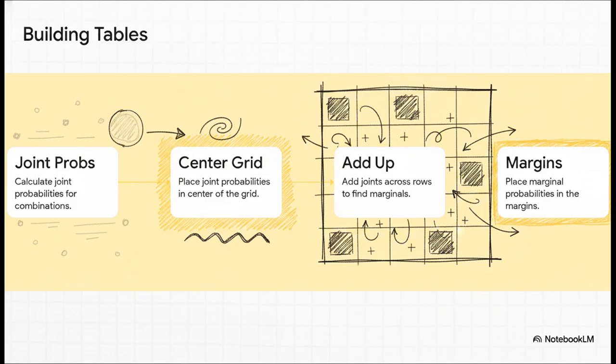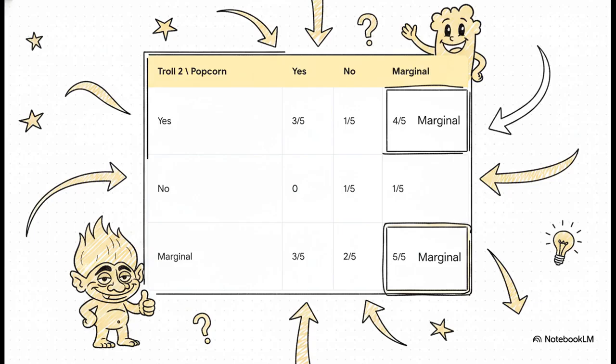Let's actually look at this in practice. When you look at this layout, you'll see it perfectly matches the mathematical terminology we just talked about. By filling out the columns for likes popcorn and the rows for loves Troll 2, you can instantly see why marginal probabilities are called marginal. They literally sit right there in the margins of our joint probability data. And here's a great check for yourself. You can calculate a marginal probability directly from the raw data, or, as we see right here, you can simply add up the joint probabilities in a specific row or column. They will both give you the exact same fraction.